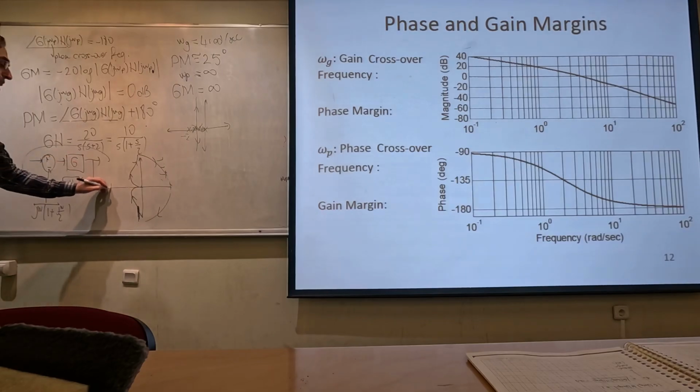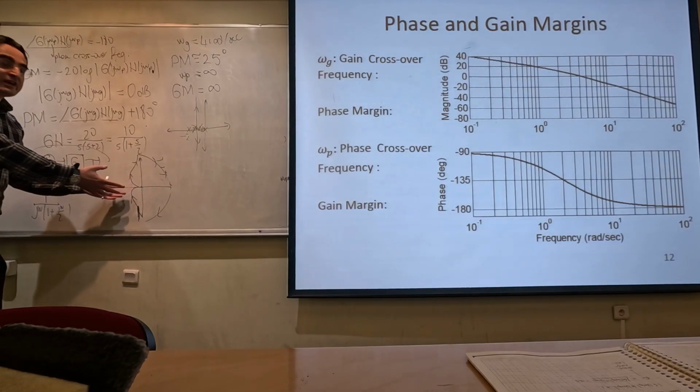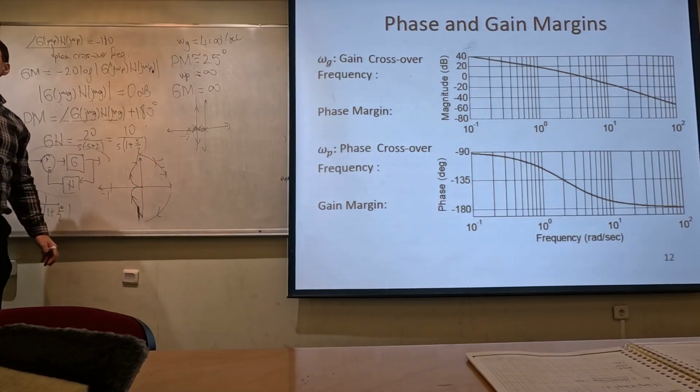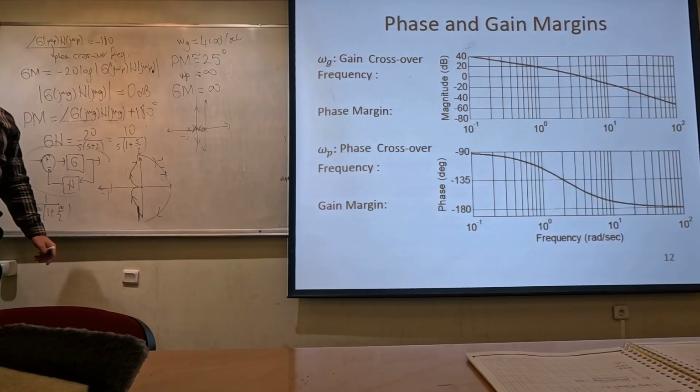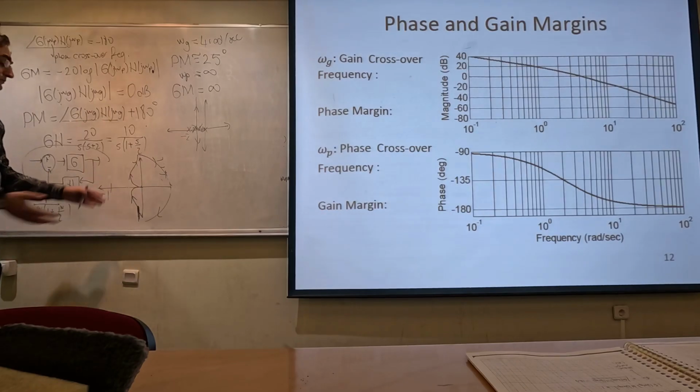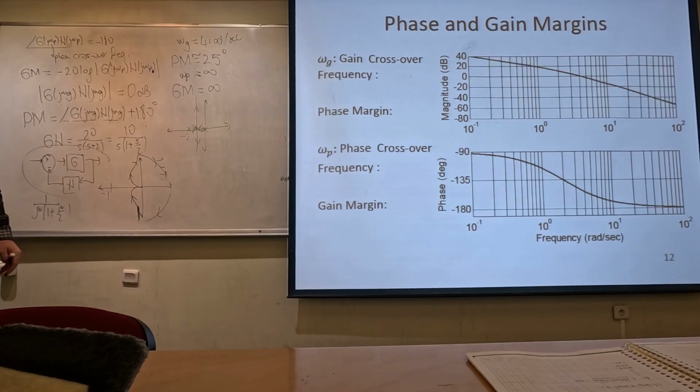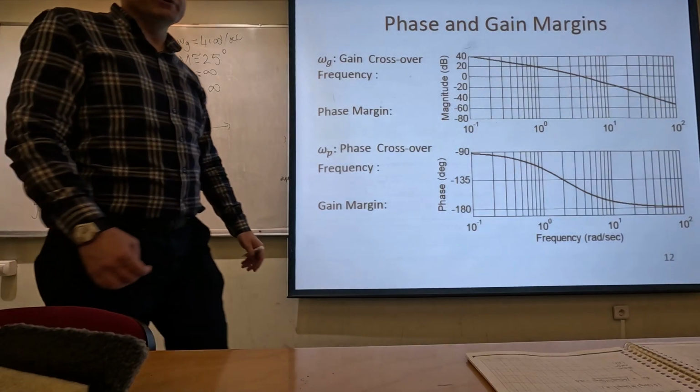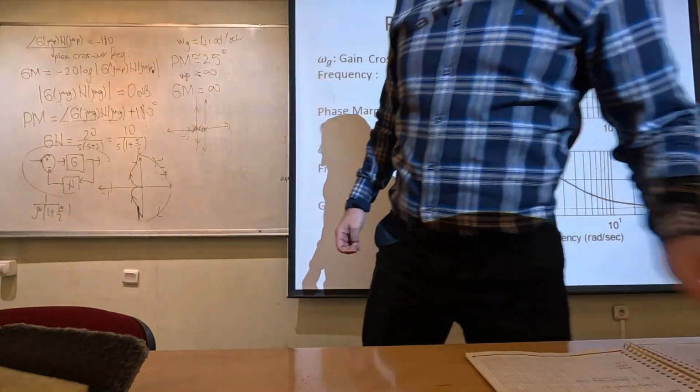It is also visible from the Nyquist plot. With which gain, if I scale this Nyquist plot, will I start encircling the point minus 1? It can be infinite. We will never encircle the point minus 1. That is why such a system would have infinite gain margin.